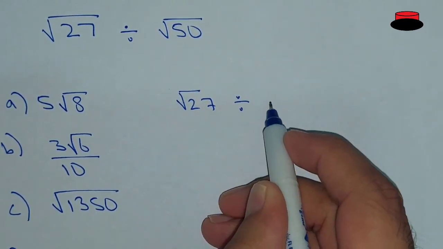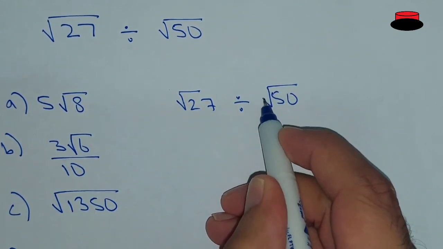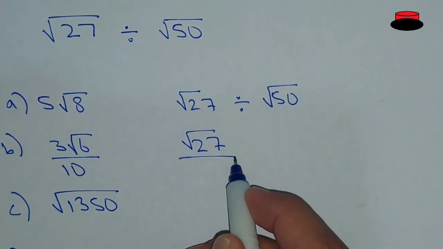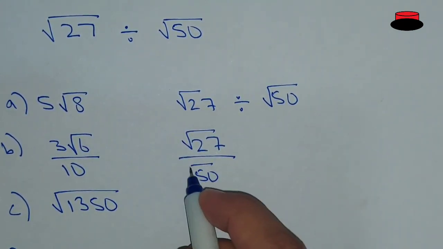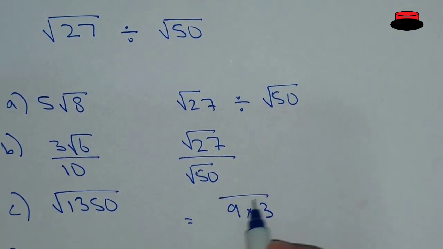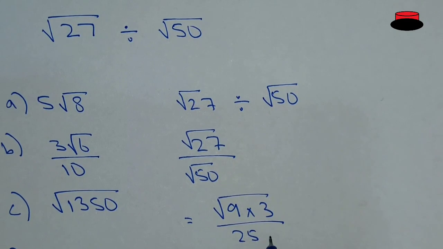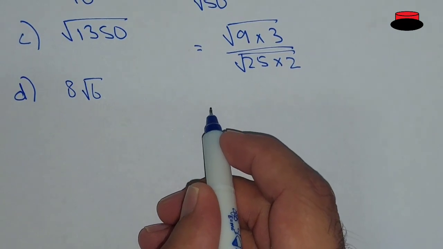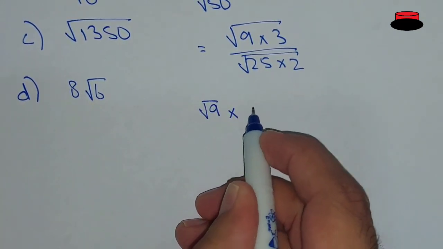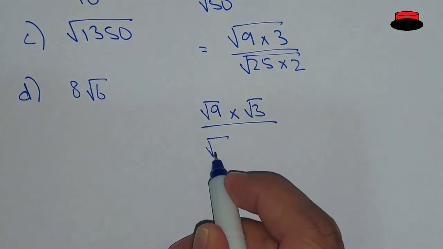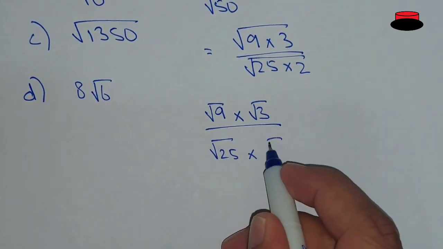So √27 divided by √50. This is our question. So this can be written as √27 divided by √50 in this way. Now √27 can be written as √(9 × 3) divided by, in the same way, √50 can be written as √(25 × 2). Now we are separating these two: √9 × √3 divided by √25 × √2.